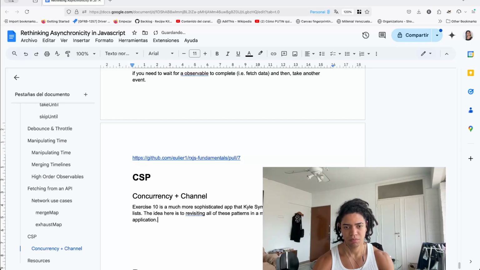But I want to shift gears and focus on our last major pattern to introduce. It's called CSP. CSP is about modeling concurrency with channels. We've modeled concurrency now three or four or five different ways. This is another way of modeling concurrency.